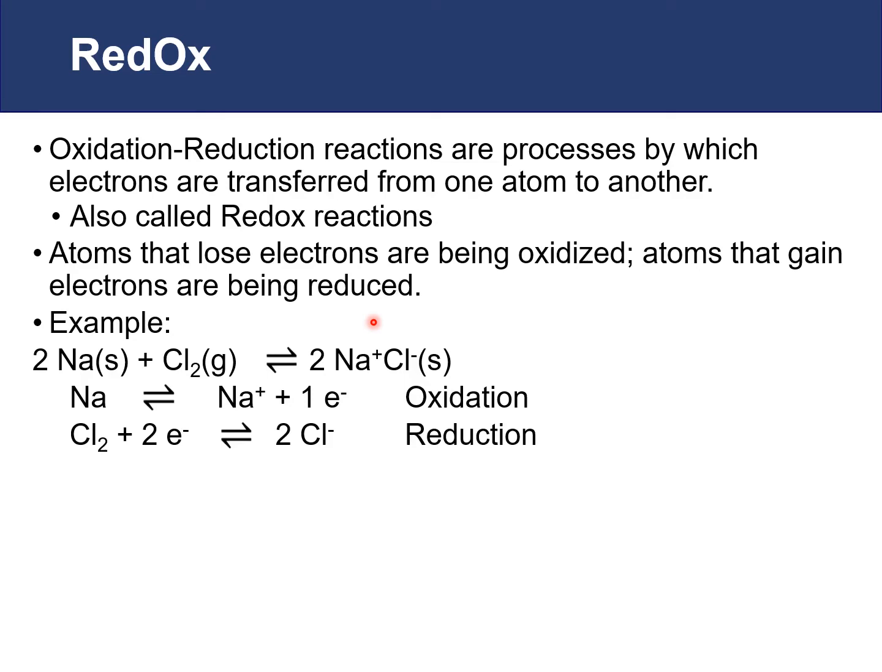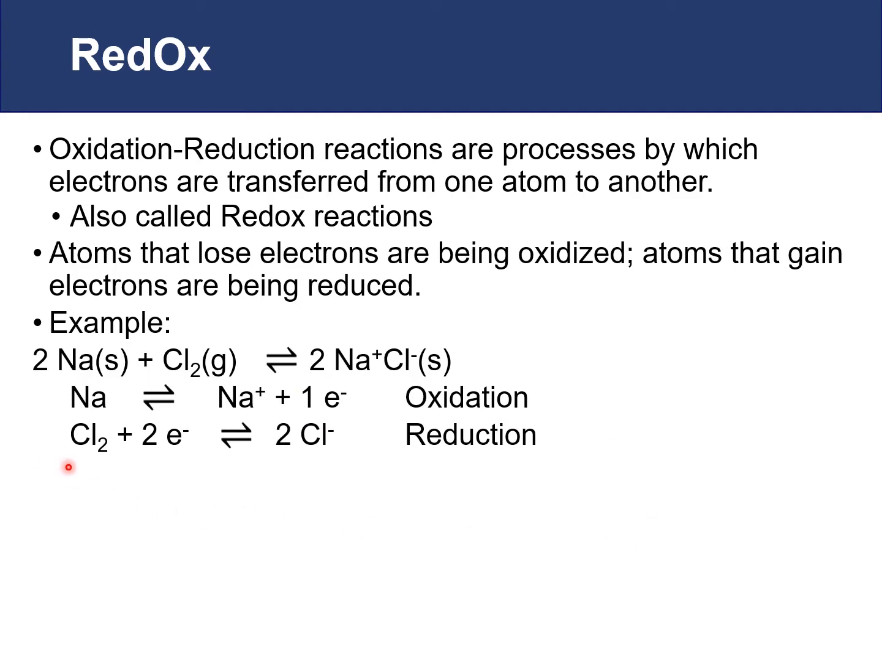We can take these reactions and break them apart to follow where the electrons are going. We can think of these as being two half reactions. The first half reaction is the sodium atom as a solid giving up an electron to become a sodium ion. We call this oxidation. In this reaction, the sodium atom lost an electron, and so we call it oxidation.